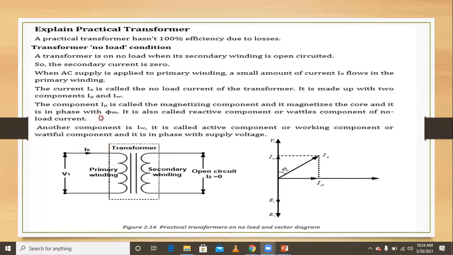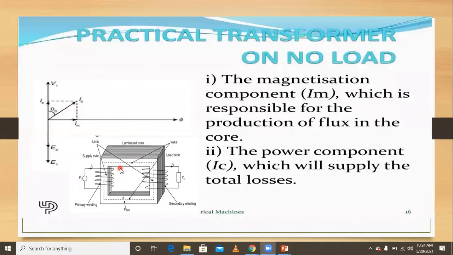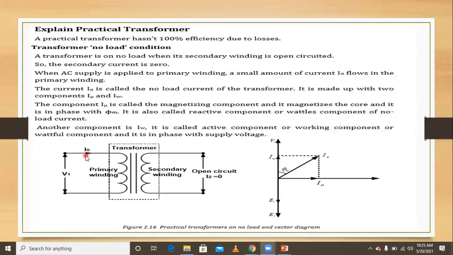Because of the magnetizing current, a small amount of flux is developed in the transformer. This flux is generated by the magnetizing current, which is called I mu. So the magnetizing component I mu is responsible for production of the flux in the transformer. Understood? This I naught has two components: the magnetizing current and the watt component.